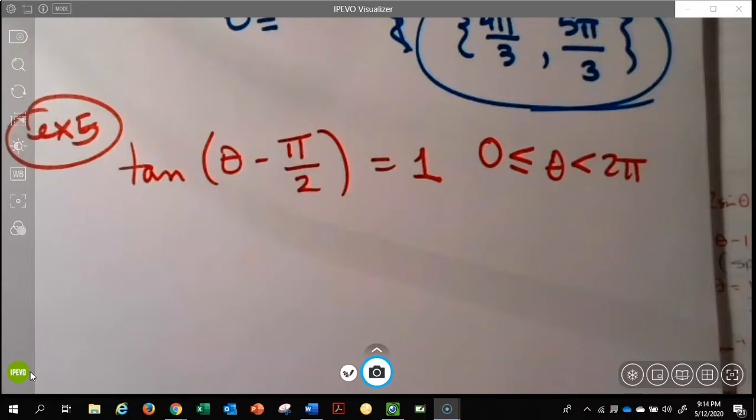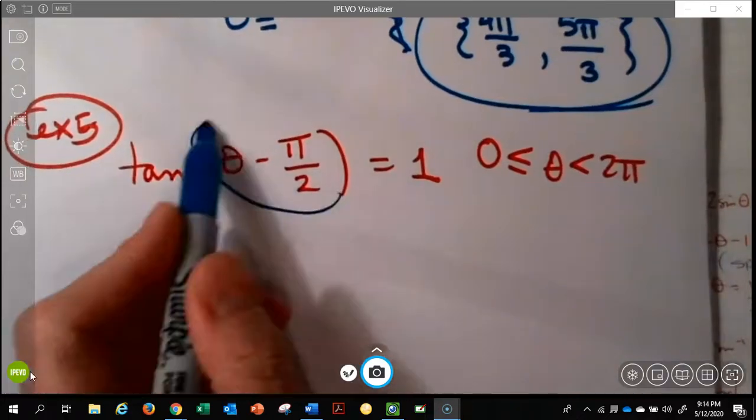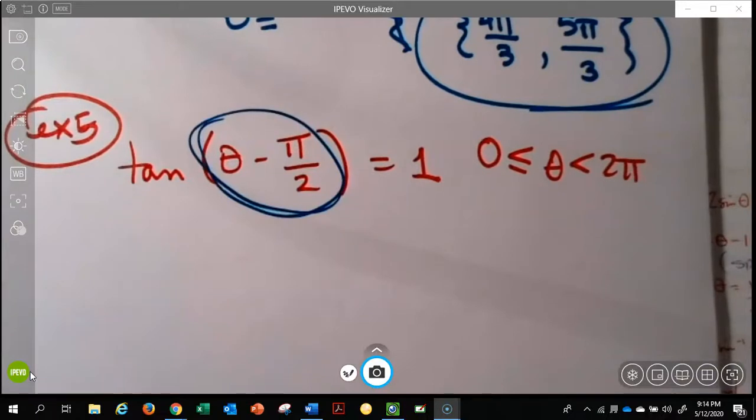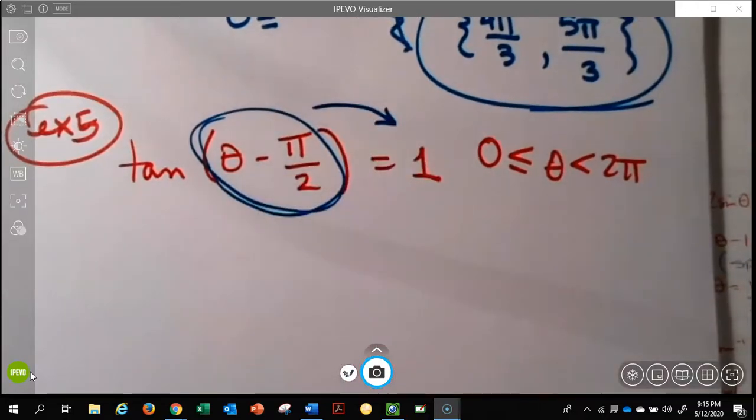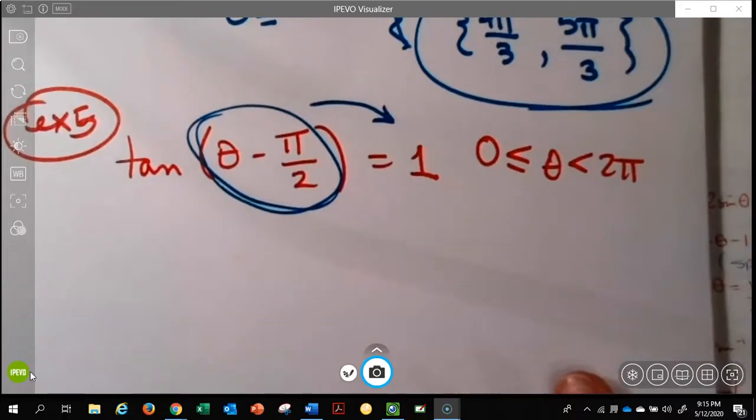The question we're asking is the tangent of what? And it's not just a theta now. It's a tangent of a bunch of stuff. But the tangent of what turns out to be 1.